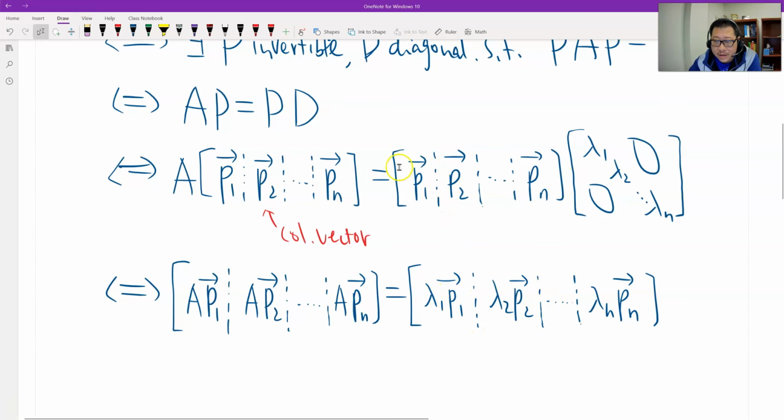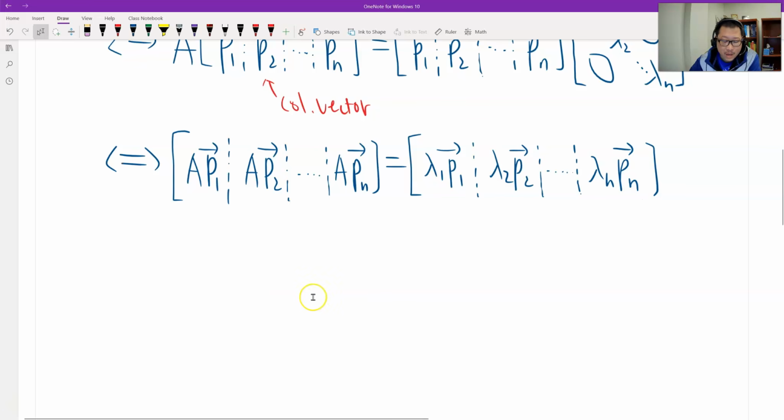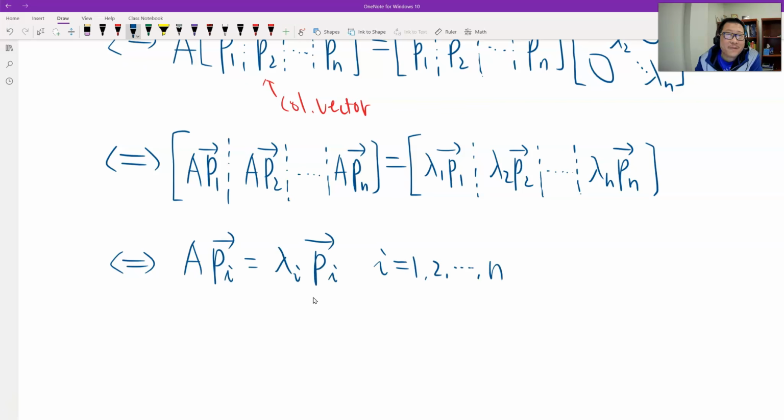So for example, the first column should be this row multiplied by the first. That's all 0. So we only have lambda 1 times P1 left, right? The same for all the other columns. And then we break down the matrix column by column. Of course, the corresponding columns should be equal to each other, right? So we get this conclusion, equivalent to A times P1 equals lambda 1 times P1, and A times P2 goes on. So A times Pi equals lambda i times Pi, where i is from 1 to n.